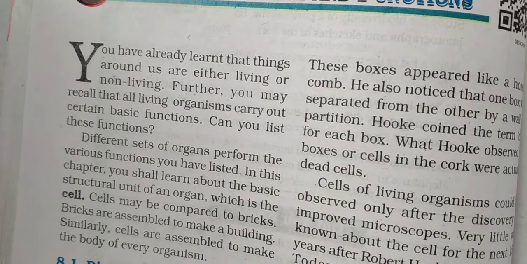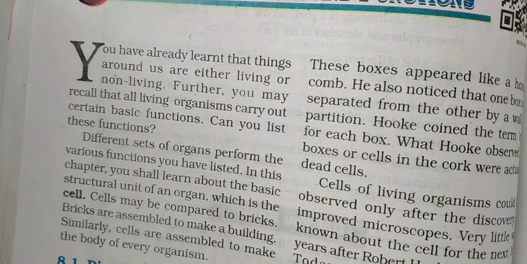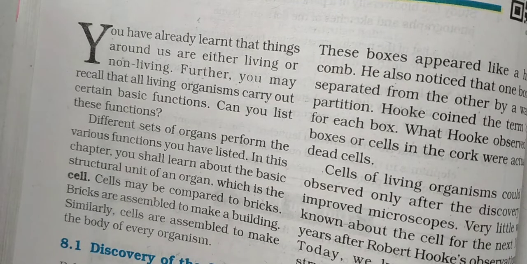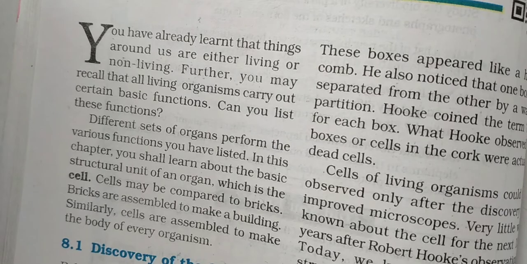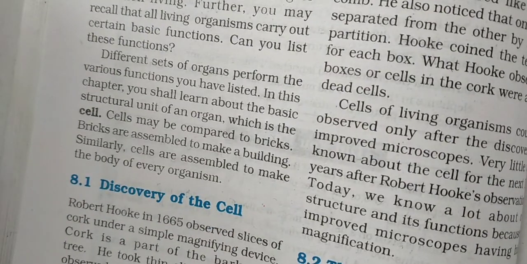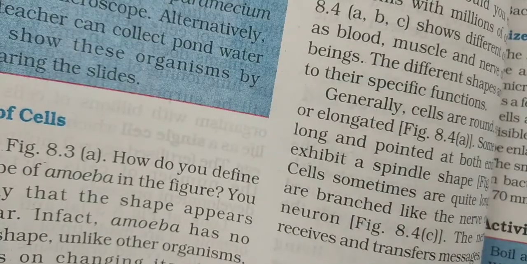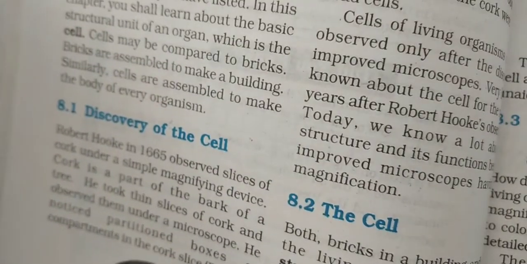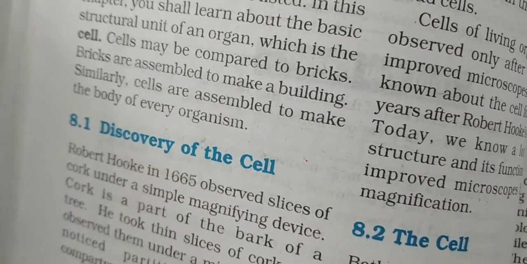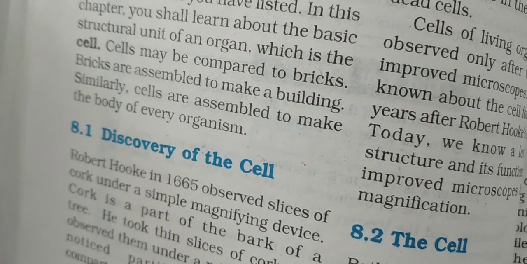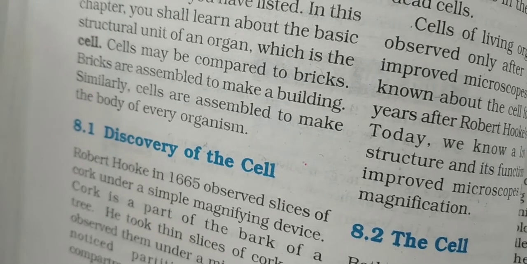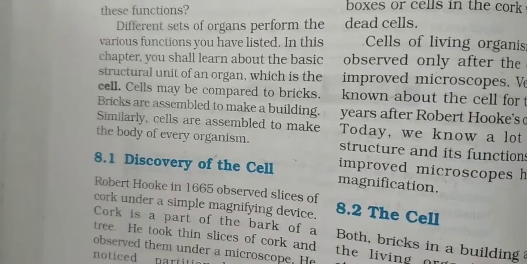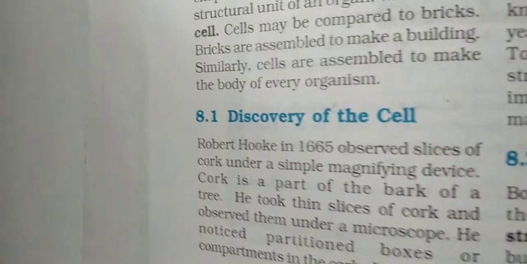So children, today we are going to study about the basic structural unit, which is called the cell, of a living organism. Discovery of the cell, then we will talk about parts of the cell, shape and size of the cell, and organisms showing variety in cell numbers, shape and size, etc. So let's first take up the discovery of the cell.